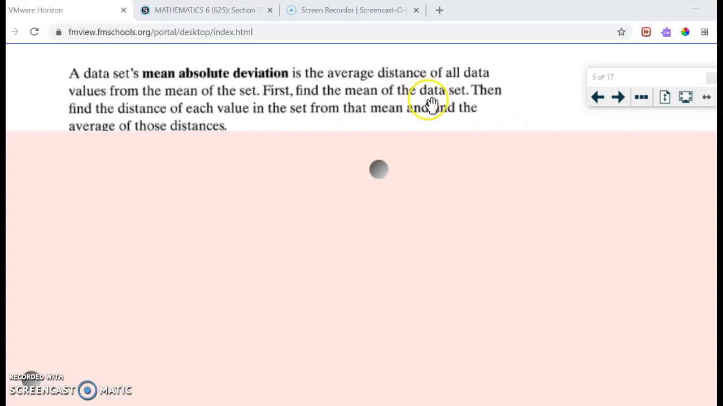Then the second part, after you find the mean, is to find the distance of each value in the set from that mean, and then find the average of those. So you are finding the mean twice. You're finding the original mean of the data set, and then you're going to find the mean after you find the distance. We're going to do one together, so hopefully that will make more sense once you see an example. All right, let's take a look.